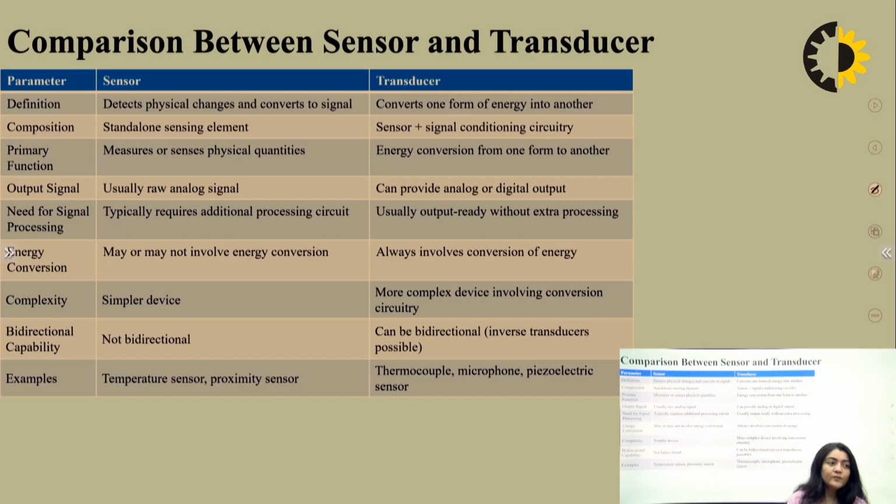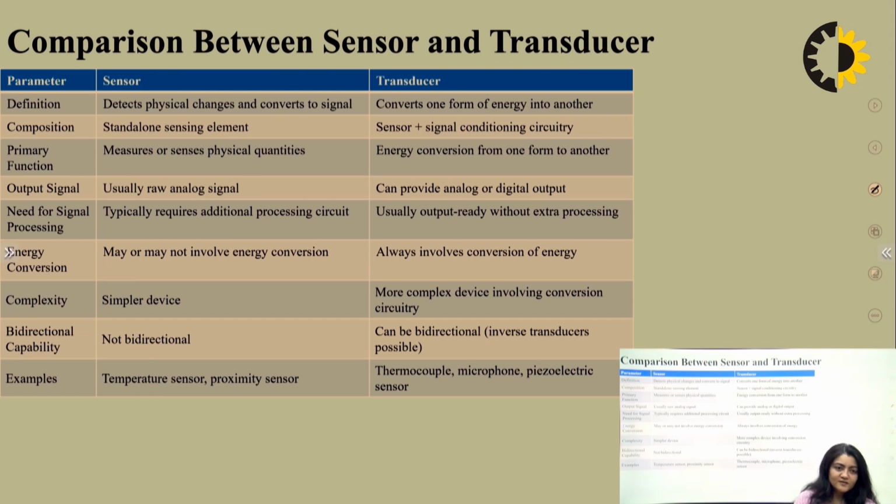Energy conversion: a sensor may or may not involve energy conversion, but a transducer always involves energy conversion. Complexity: sensors are mainly very simple devices, but transducers are more complex and involve very heavy circuitry. Then bidirectional capability: sensors are not bidirectional, but transducers are bidirectional. Inverse transducers are possible. Then examples: for example, a temperature sensor and a proximity sensor are sensors, but a thermocouple, a microphone, and piezoelectric devices are transducers.